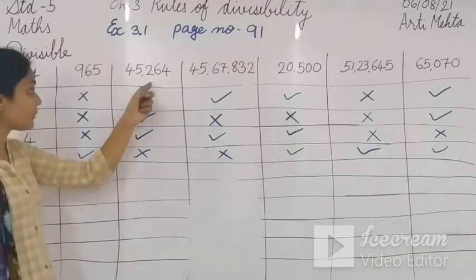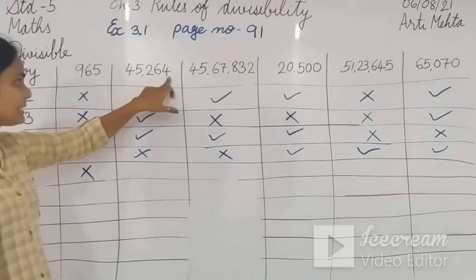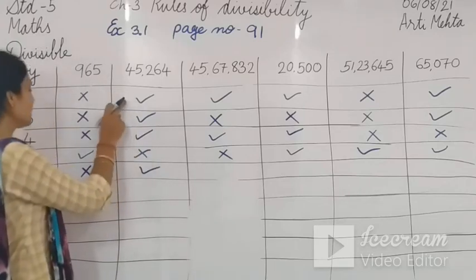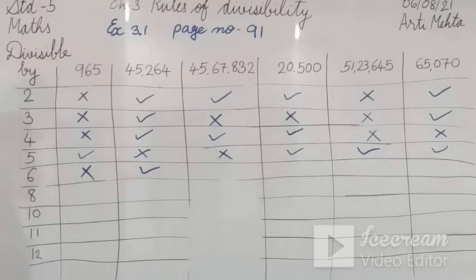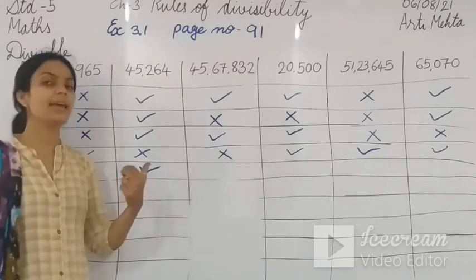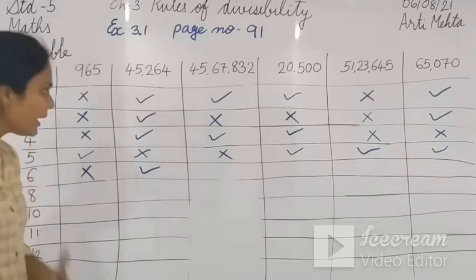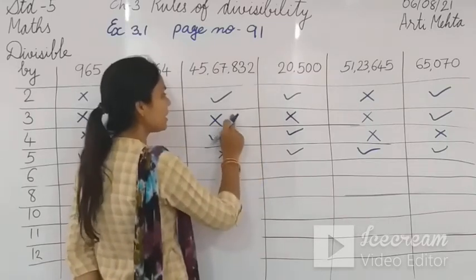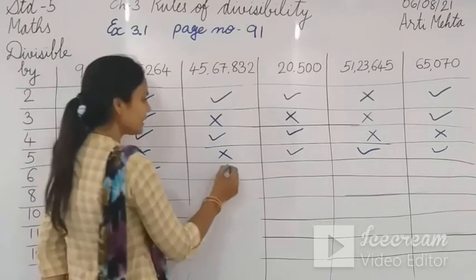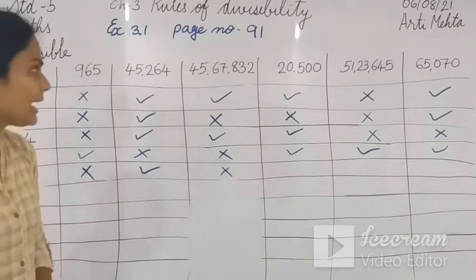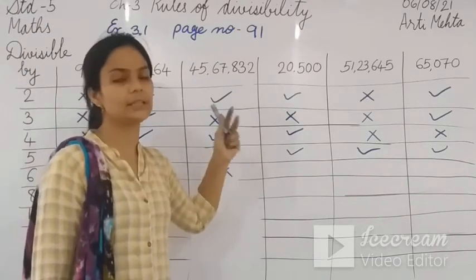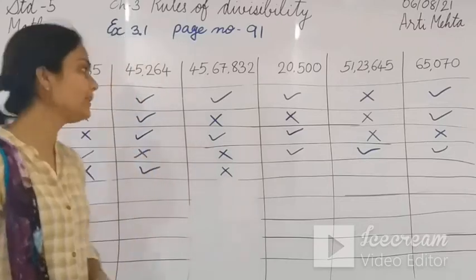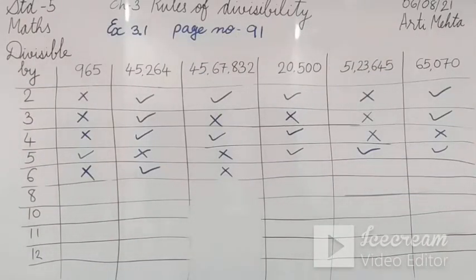OK, here we marked wrong as well. Now here the ones place is 4 and the sum of the digits can also be divided by 3, so it is divisible by 6. See here, it is right for divisibility by 2 and also right for divisibility by 3. So it is divisible by 2 and 3, that's why it is divisible by 6. Here the ones place is even but the sum of the digits is not divisible by 3. See, it is wrong for 3, that's why it cannot be divisible by 6. If both are right, only then will we mark right. If even one is wrong, which means it is not divisible by one of them, then it is not divisible by 6.